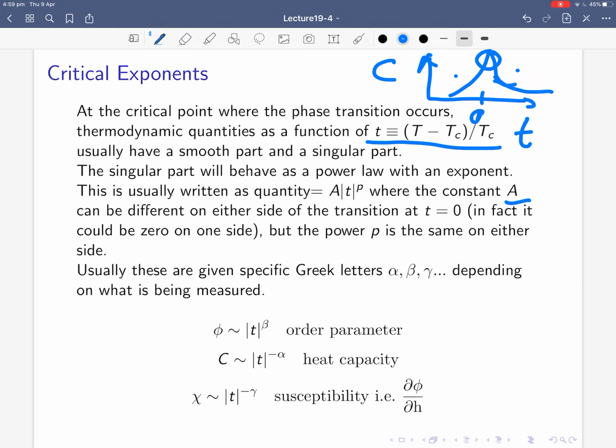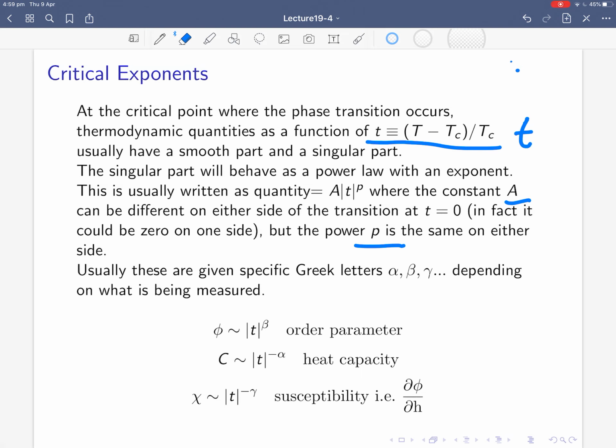And this constant A here can be different on either side of the transition if you like, but the power P is the same either side. So as you go through the transition, you get the same power. In fact, A could be 0 on one side, so you could have a situation which looked like this, where it went from looking like that to that, if you wanted to. So the power P is the same on each side.